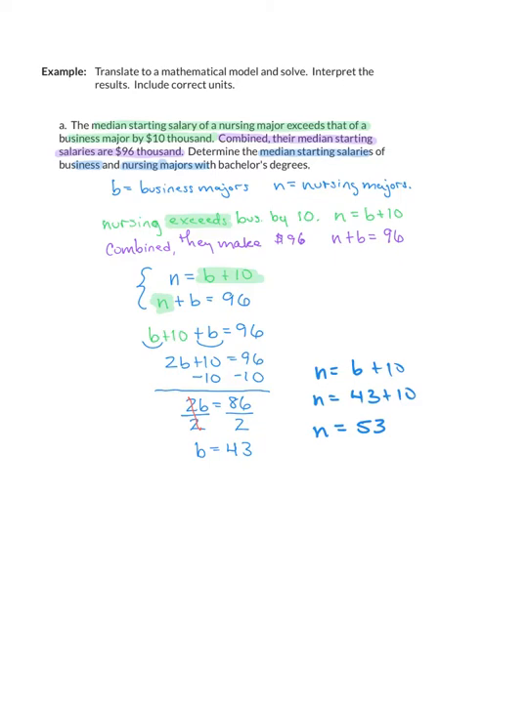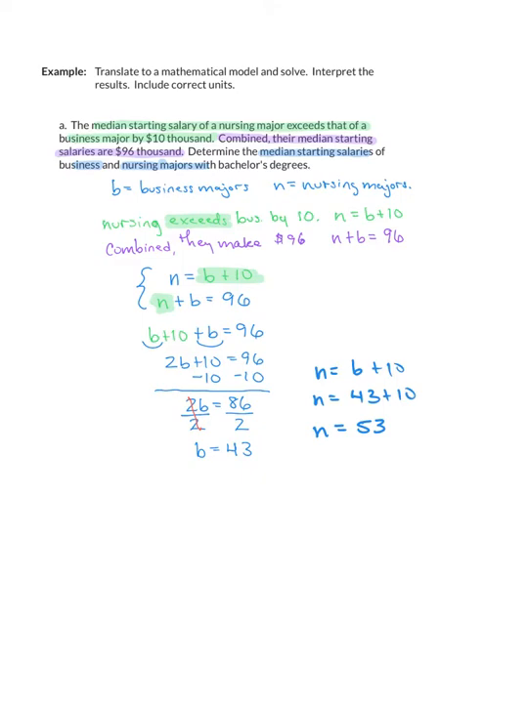So the last thing we need is our interpretation and our units. Keep in mind, for the interpretation, you just need to write a sentence, maybe two. It does not need to be a thesis. It does not need to be a doctoral dissertation. Just a statement answering the original question.